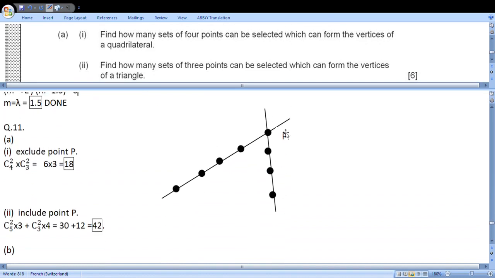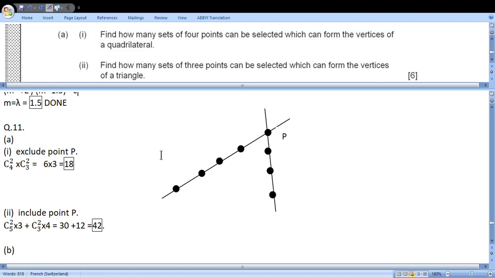So this is a picture. 4 points, 3 points, point P. So we are making a quadrilateral, so we should exclude P. So how do we form a quadrilateral? Any 2 points out of 4 combined with any 2 points out of 3. Combined means multiplication. So we get 6 times 3, 18.